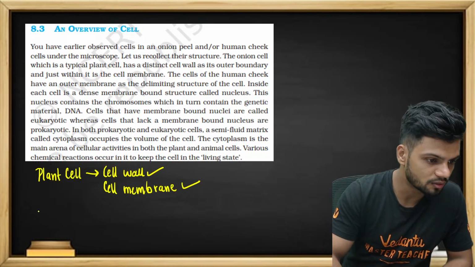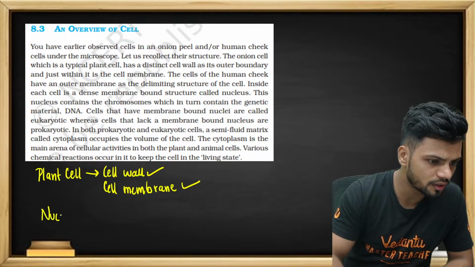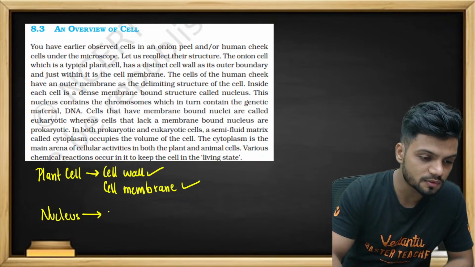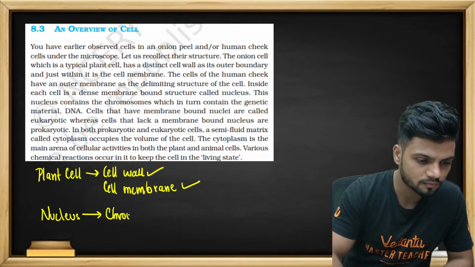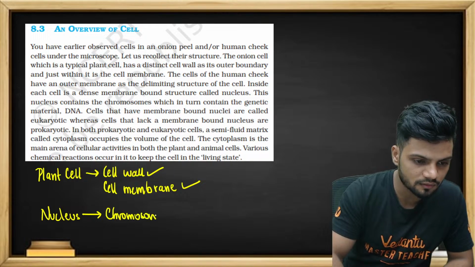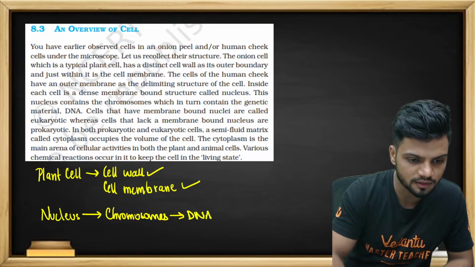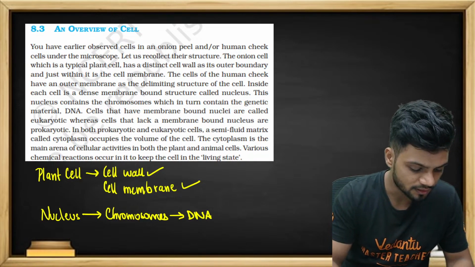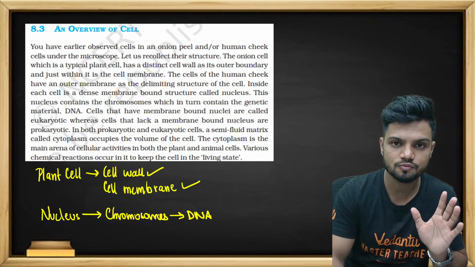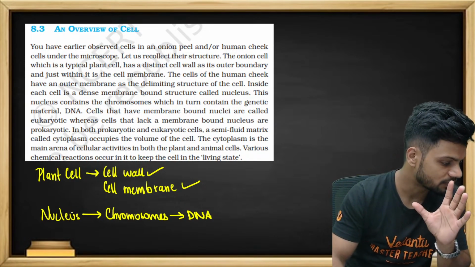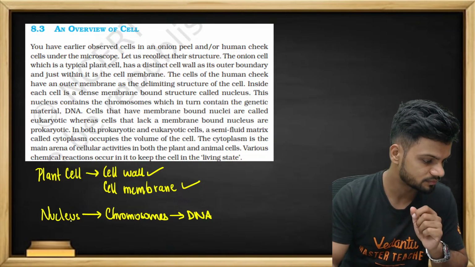Now, where do you think the nucleus is, students? Nucleus is obviously in the nucleus. What do we get in the nucleus? Within the nucleus, we have the chromosomes. And within the chromosomes, do we have DNA? Yes, we have the DNA within the chromosomes. The nucleus is present inside the cell, like the brain of the cell.